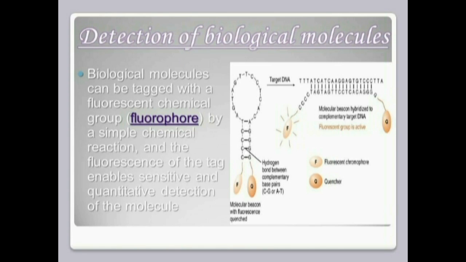Next, detection of biological molecules. Biological molecules can be tagged with a fluorescent chemical group called a fluorophore by a simple chemical reaction, and the fluorescence of the tag enables sensitive and quantitative detection of molecules.